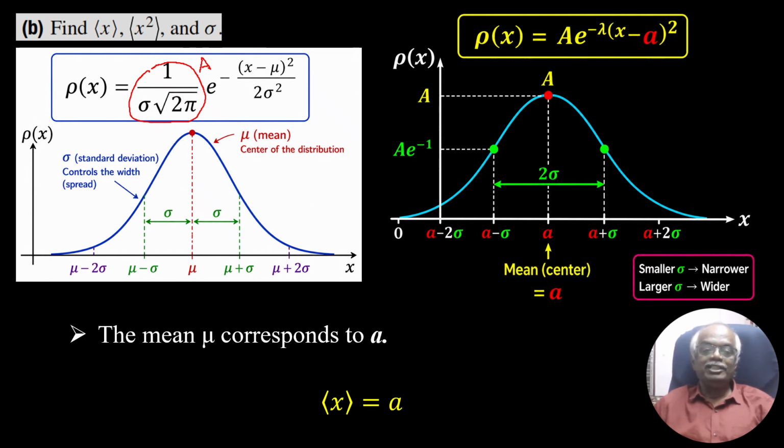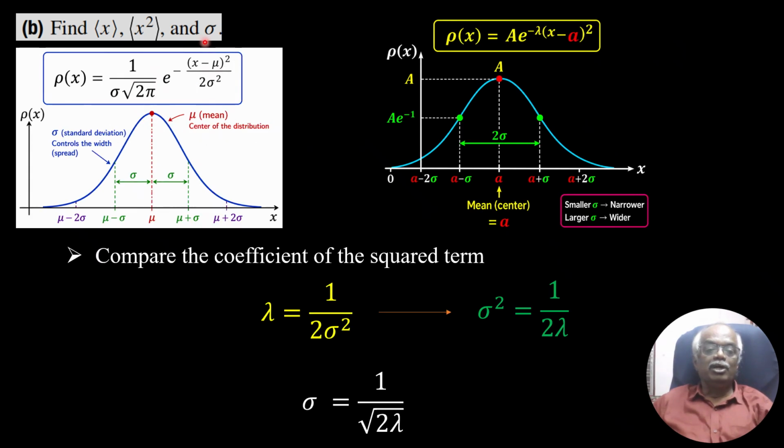Then we have to find sigma. Now we will find the standard deviation sigma without doing any integration. See, this is a standard Gaussian expression. This is the Gaussian expression given in our problem. Now you compare the coefficient of the squared term. Here the squared term is x minus mu whole squared, so the coefficient is 1 over 2 sigma squared.